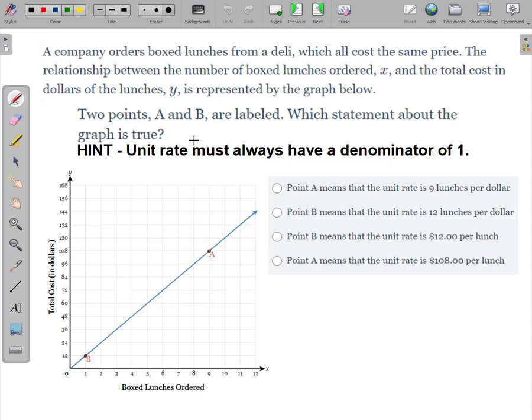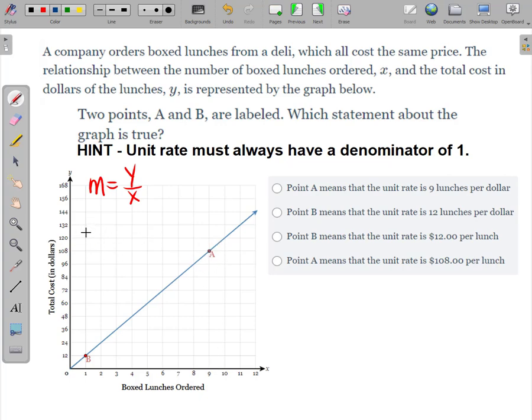Hint, unit rate must always have a denominator of 1. So please remember that the last few days we were dealing with slope, or M, and it's always Y over X. So we're going to use that idea to set up our rates. Let's use blue for A. The ordered pair for this one is going to be 9 to the right. So 9 boxed lunches will cost $108.